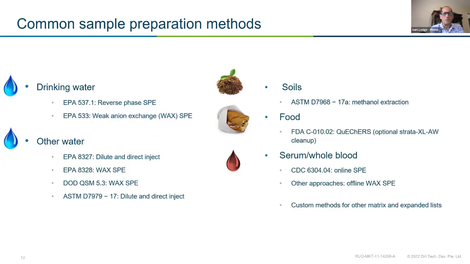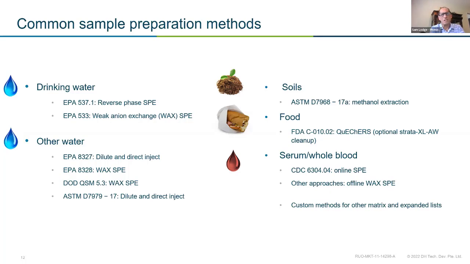There's two official drinking water methods: EPA 537.1, which was promulgated back in 2018, and EPA 533, which is the brand new drinking water method, which we'll contrast in a few moments. And then you have other water methods that are not official prescriptive methods for drinking water per se, but they are used for wastewater, groundwater, surface water, and other water matrices. These are both EPA derived as well as ASTM derived.